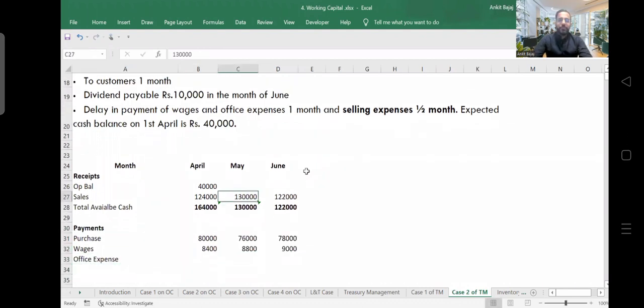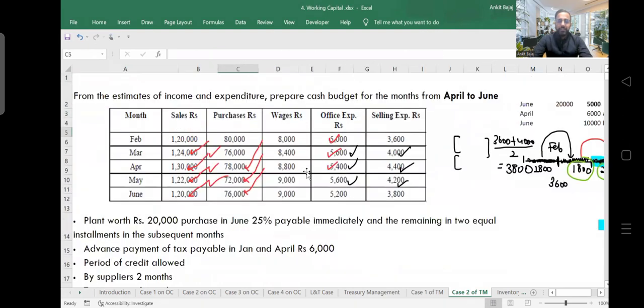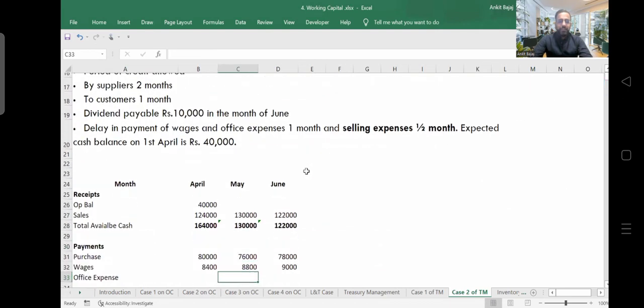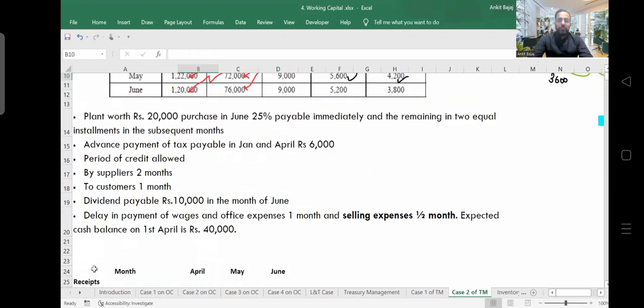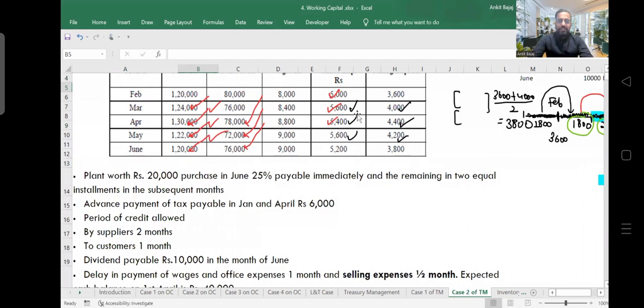Office expense is going to be how much? It is going to be 5,600, 5,400 and 5,600, right? After that, we have to write down selling expenses. So we have to take the average. For the month of April, which data will I take? I will take the average of March and April, since we are preparing the budget for April, May and June.